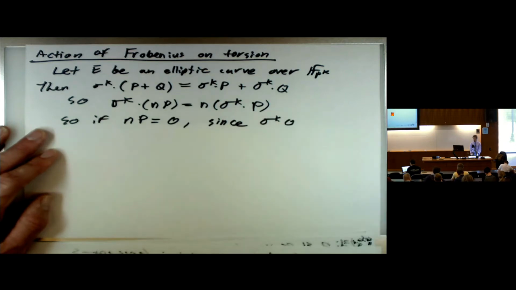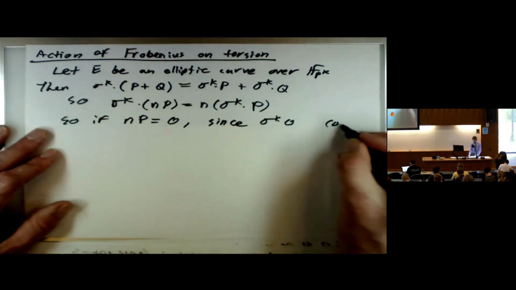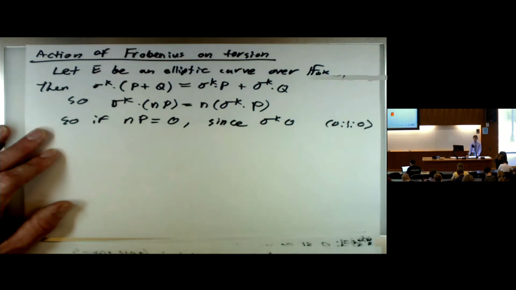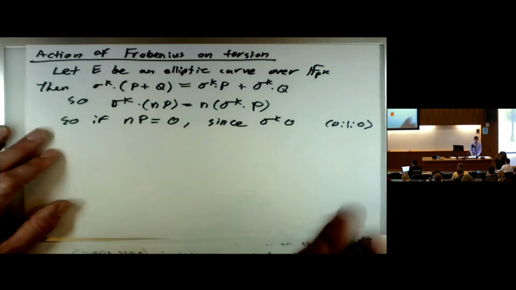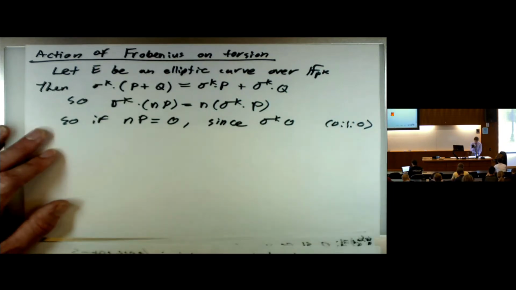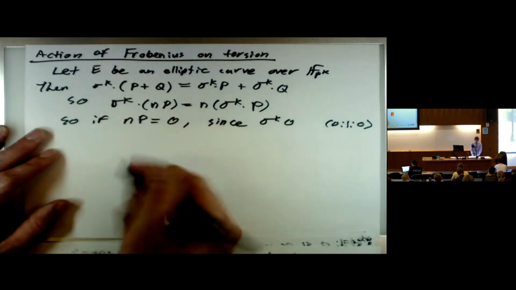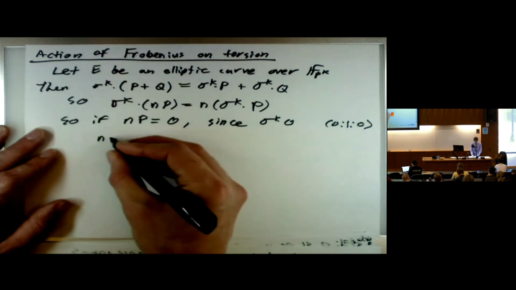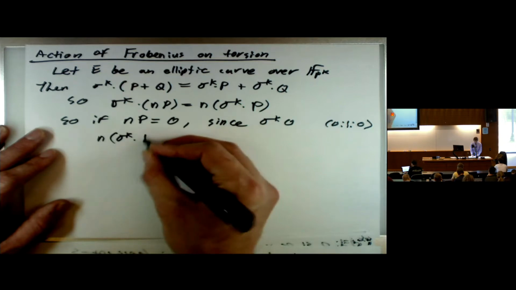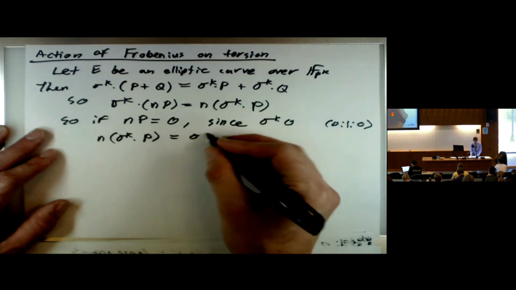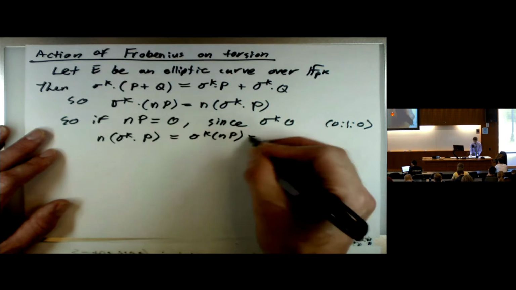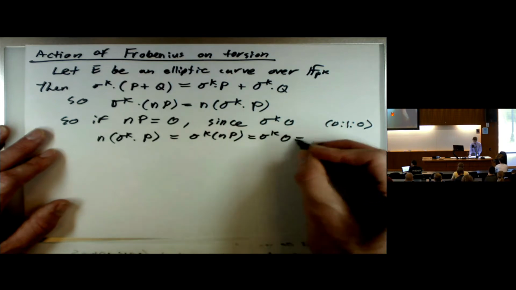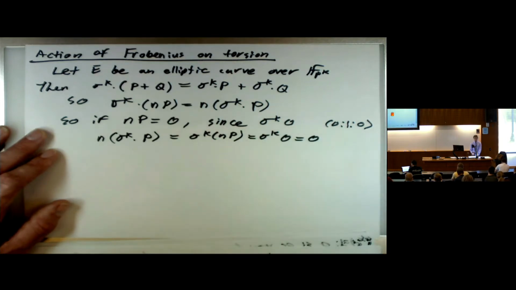Why does it act trivially on the identity? Well, remember, for the identity we had this, that's defined over the base field F_p. So it's going to act trivially on that. And so basically what we get is n sigma^k(P) = sigma^k(nP) = sigma^k(O) = O. So sigma^k is well defined on n-torsion.